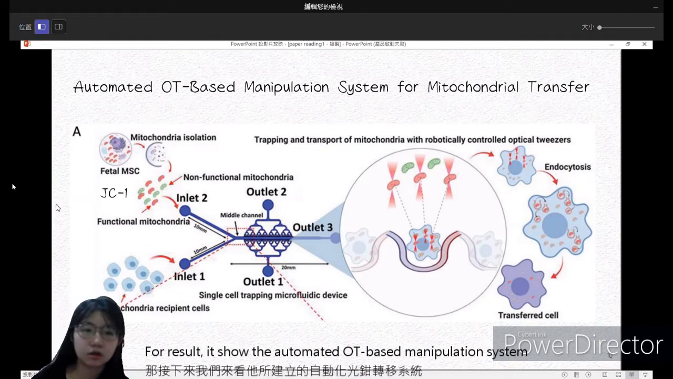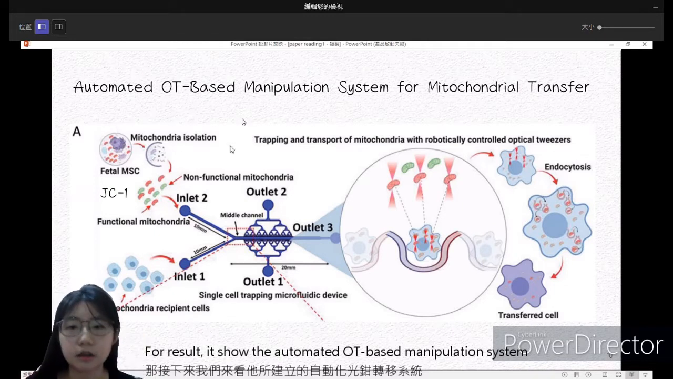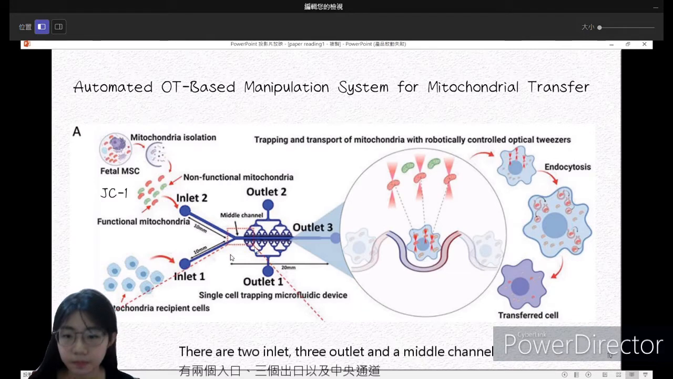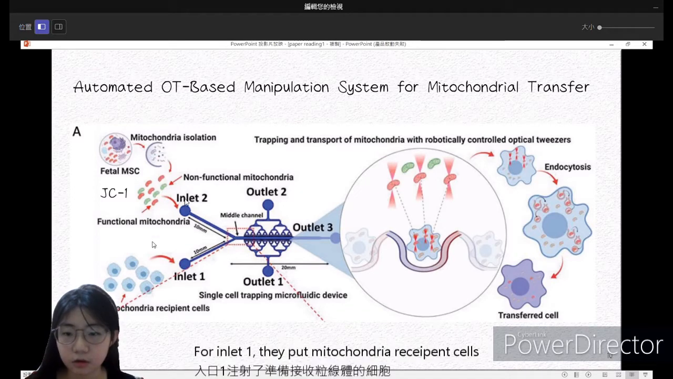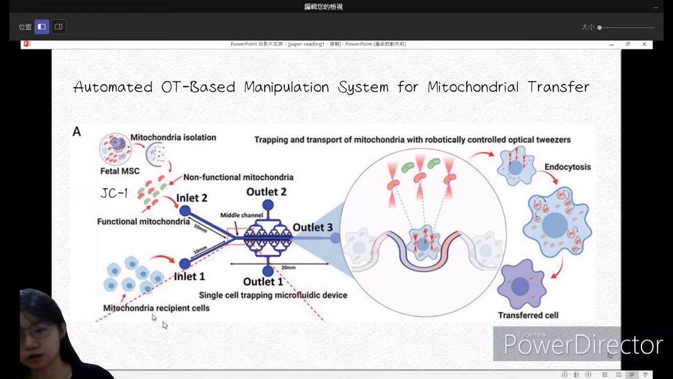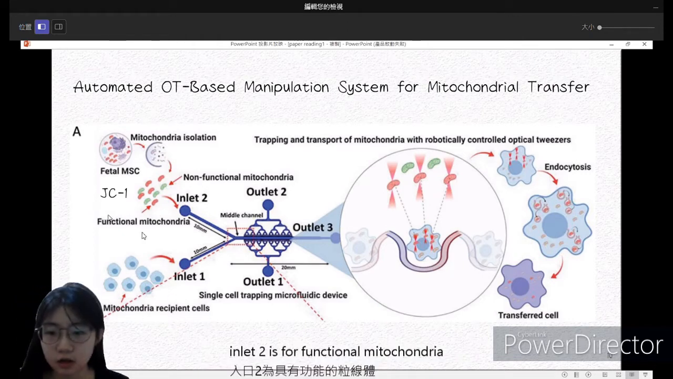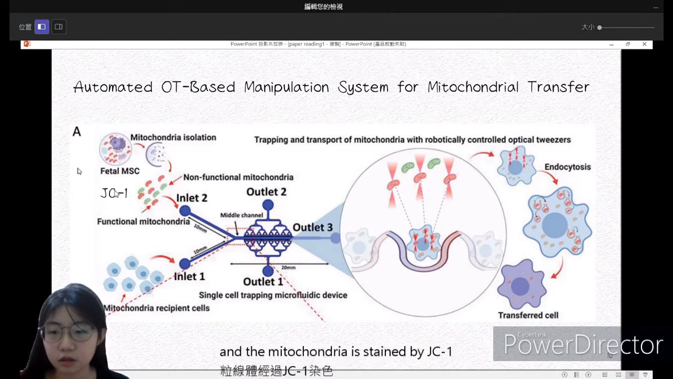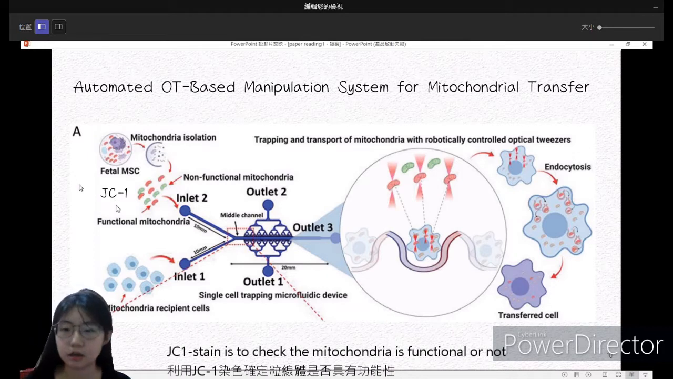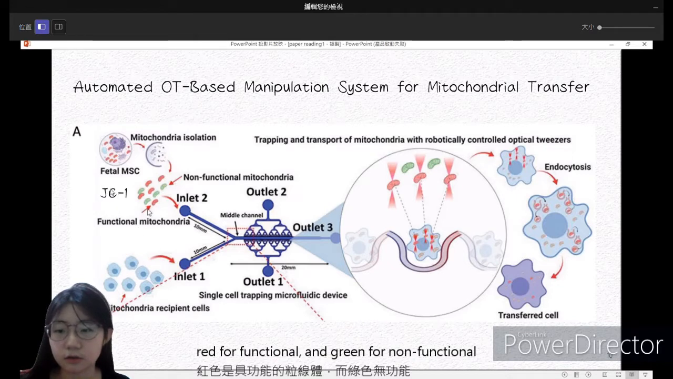Okay, for results, first we show the automatic optical tweezer-based multiplication system over here. There are 2 inlets and 3 outlets, and with the middle channels over here. For inlet 1, they put some mitochondrial resistant cells, and for inlet 2, they put the mitochondria inside it. And the mitochondria is with the JC1 stain. The JC1 stain is to check that the mitochondria is functional or not. For the red one, it is functional, but for the green one, it isn't functional.